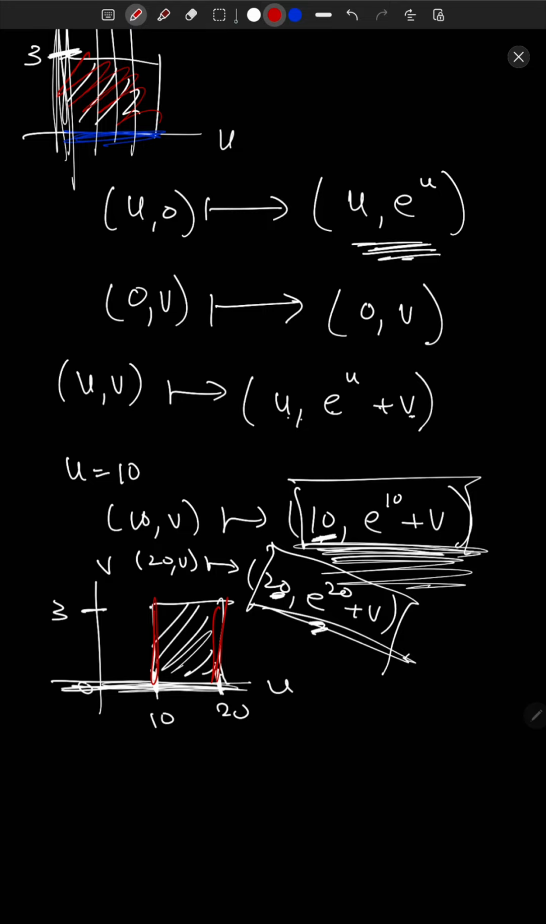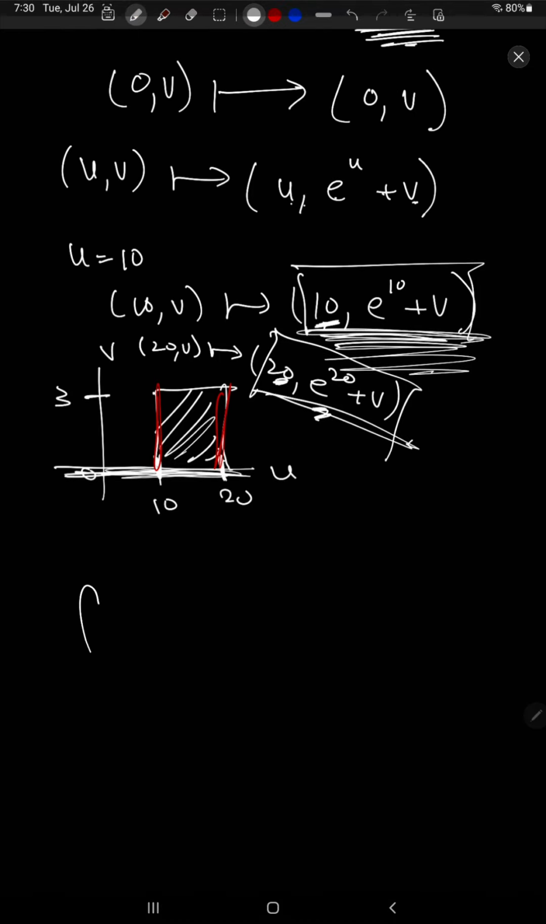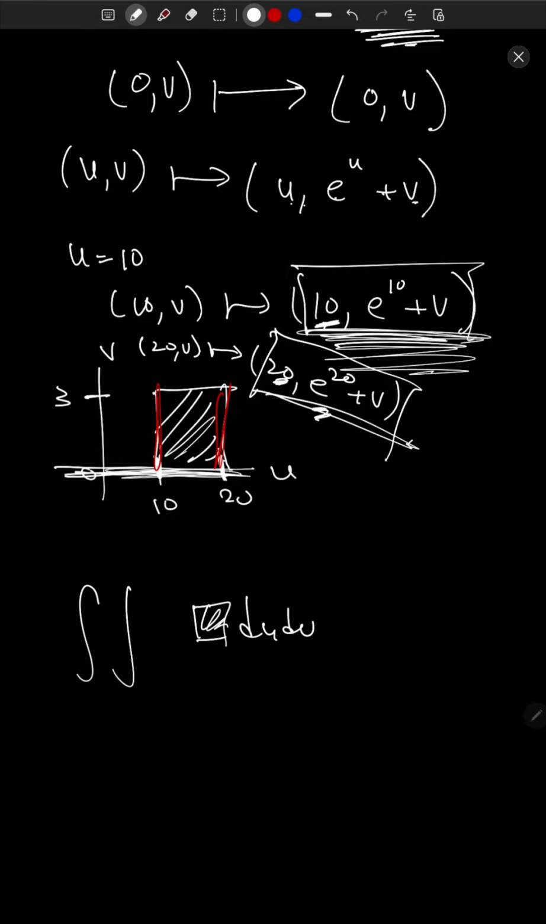So ultimately my integral is going to be a double integral du dv, and then I'm going to have the correction factor, whatever function I'm integrating. And again, the reason we're doing all this is because we're doing u equals constant, 10 to 20, and v equals constant, 0 to 3.